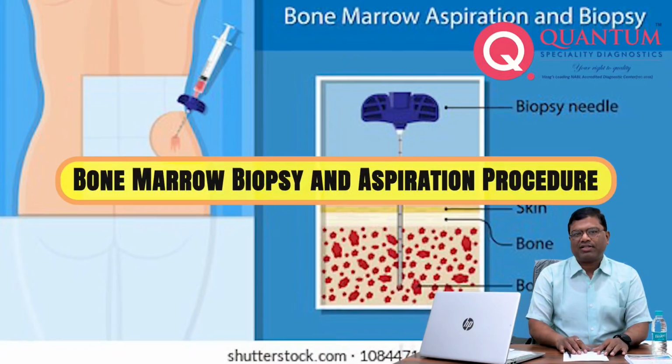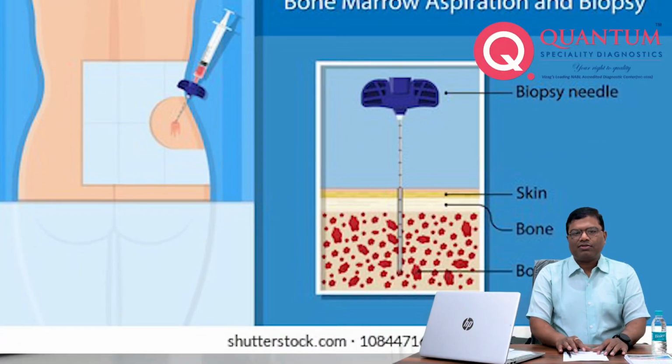So, with this pretext, let us understand how the bone marrow examination procedure is done. During the procedure, we usually select a place called the posterior superior iliac spine, which is relatively broad and easily accessible, so as to acquire the bone marrow sample.